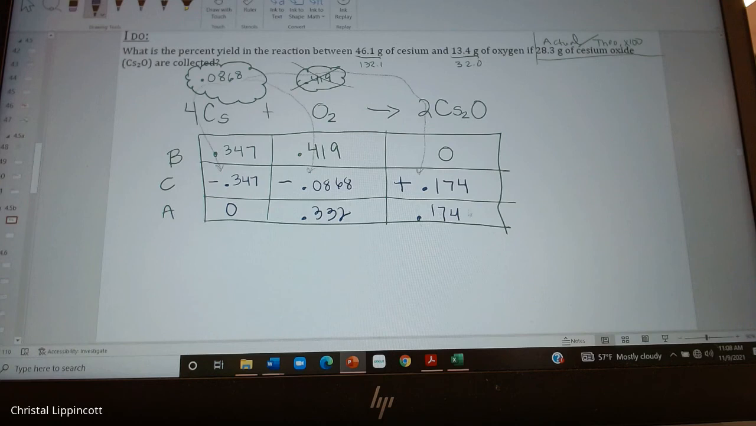I then need to take this mole amount and turn it into grams so I can work with the material that I have up here in the problem. So I'm going to multiply this by the molar mass of cesium oxide, which is 281.8. And that ends up giving me 49 grams. So if I made 28.3 grams and I was supposed to make 49 grams, that's going to give me a percent yield of 57.8%.